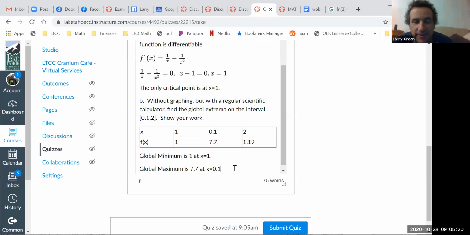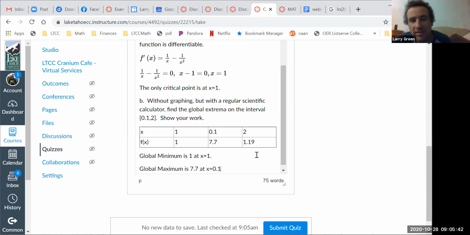Because if the only possibilities are 1, 7.7, and 1.9, then the biggest one will be the max and the smallest will be the min. And that's it. Are there any questions at all on this particular quiz? Any questions? Okay, so it's a very step-by-step process.